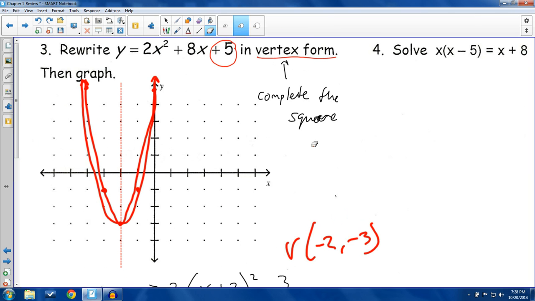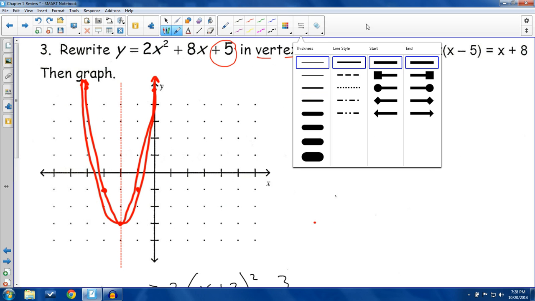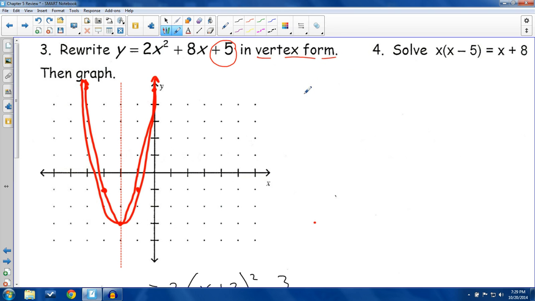Okay, number 4. Solve x times x minus 5 equals x plus 8. Let's try this a few different ways, whatever works best. I'm going to distribute. To solve for this, this is a good reason to distribute. You want to combine like terms wherever you can. So let's subtract x and subtract 8. You'll get x squared minus 6x minus 8 equals 0.